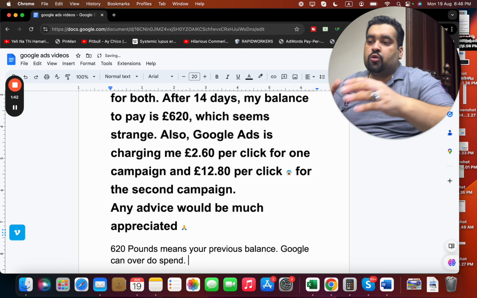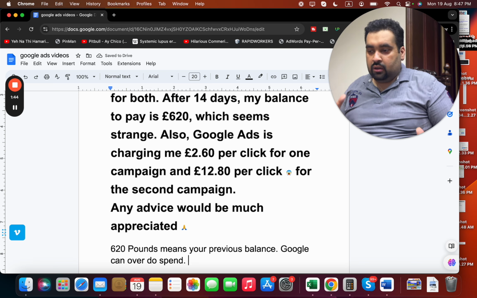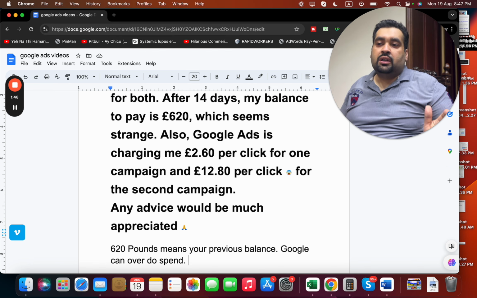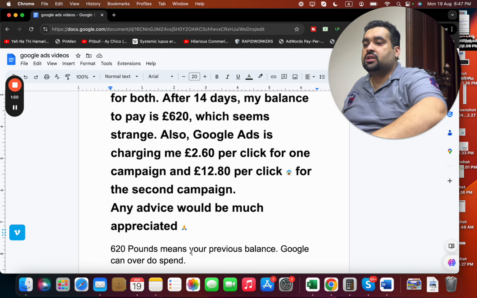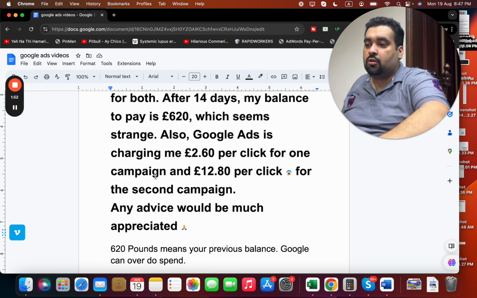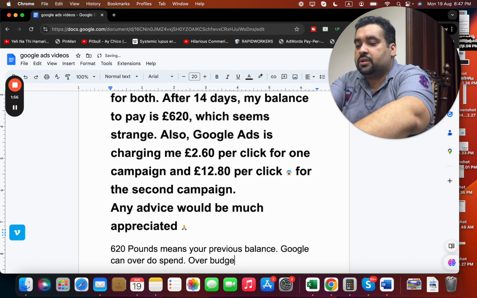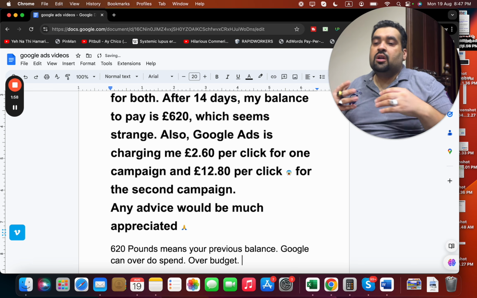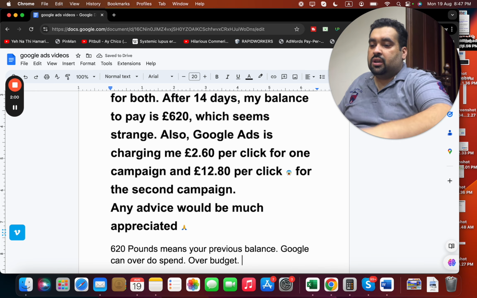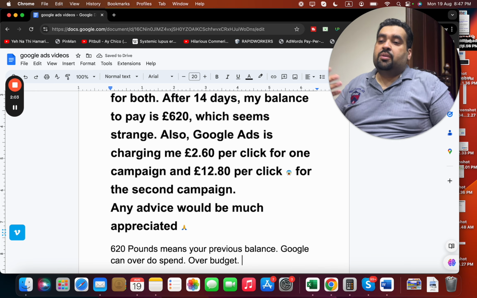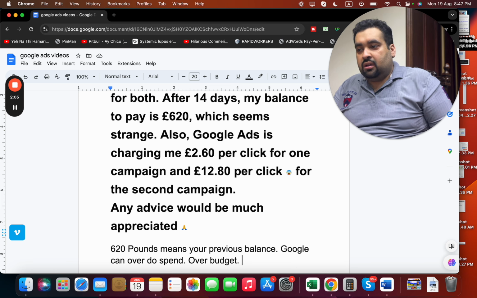What you have to do is look at the last 30 days. If your budget is £20 a day for 30 days, your total cost wouldn't be £600, which is quite strange, because even over-budgeting is around 20-30%, but that is too much. So I do not believe over-budgeting is the cause here; the main cause is that there is a previous balance which you had to pay.